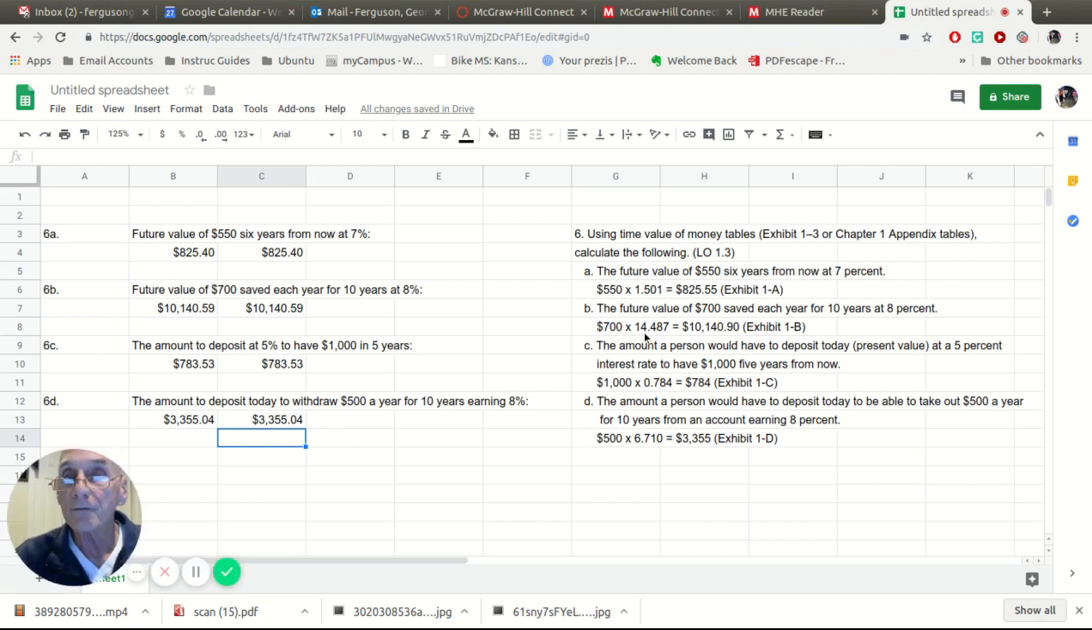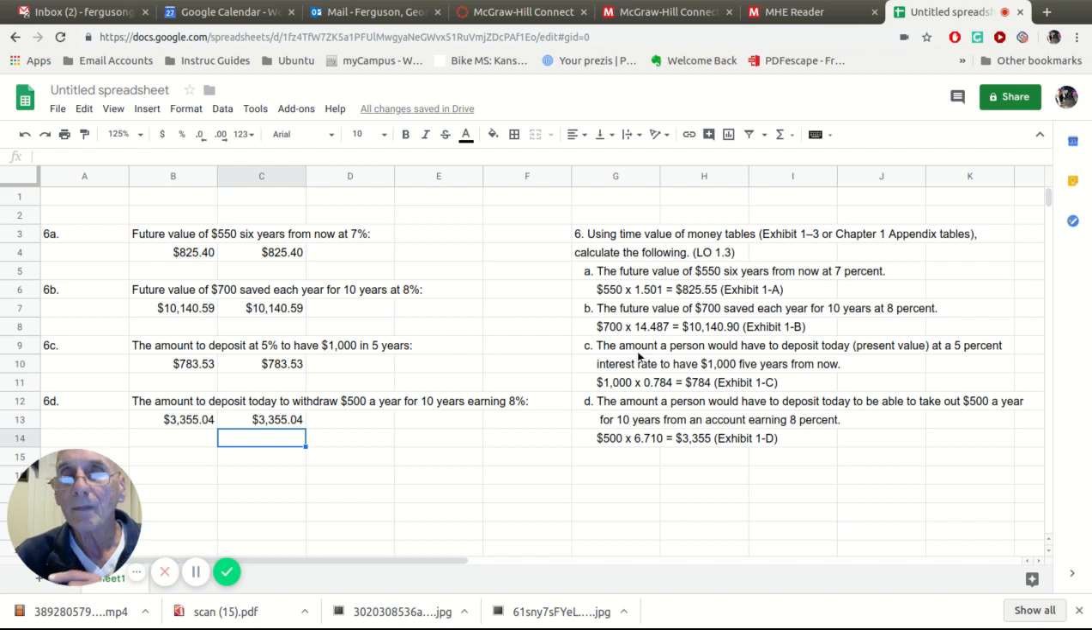$700 a year times that 14.487, you get $10,140. Now, if you think about it, you're putting aside $7,000. In other words, $700 times 10 years is $7,000. What you're seeing here is the magic of compounding interest. Because you're getting 8% on your money, and you're putting that money aside every year, you've gotten over $3,000 in interest. The magic of compounding. So that's how you find the future value using the tables.